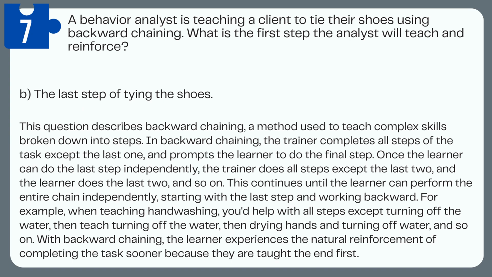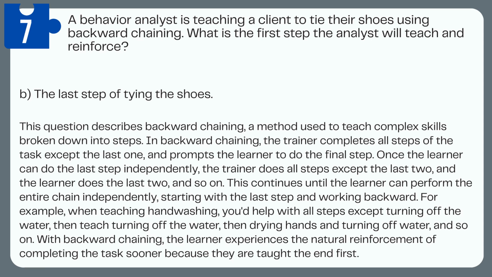This question describes backward chaining, a method used to teach complex skills broken down into steps. In backward chaining, the trainer completes all steps of the task except the last one and prompts the learner to do the final step. Once the learner can do the last step independently, the trainer does all steps except the last two, and the learner does the last two, and so on. This continues until the learner can perform the entire chain independently, starting with the last step and working backward.